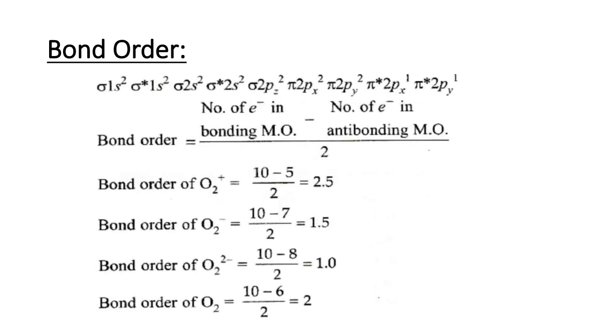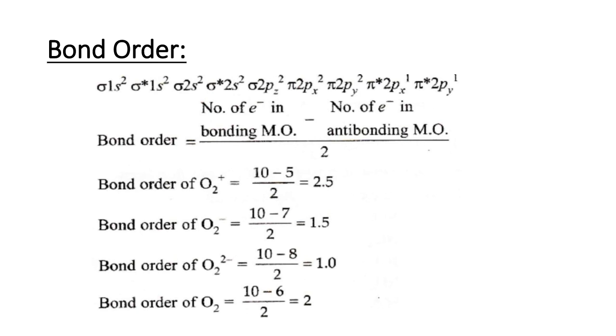Now we will go to another concept, bond order. What is the meaning of bond order? You already discussed it in your PUC. You know about molecular orbital theory, VSEPR theory, VBT theory. You people have already studied this. In molecular orbital theory, we discuss the bond order.